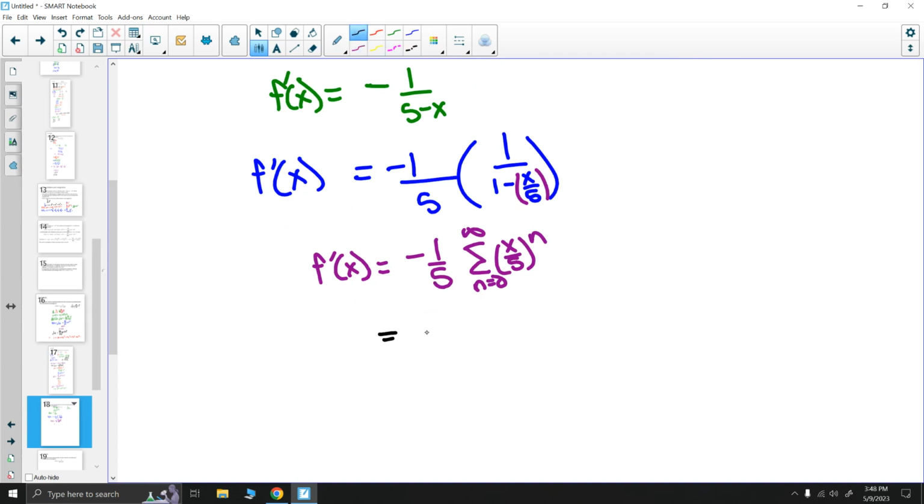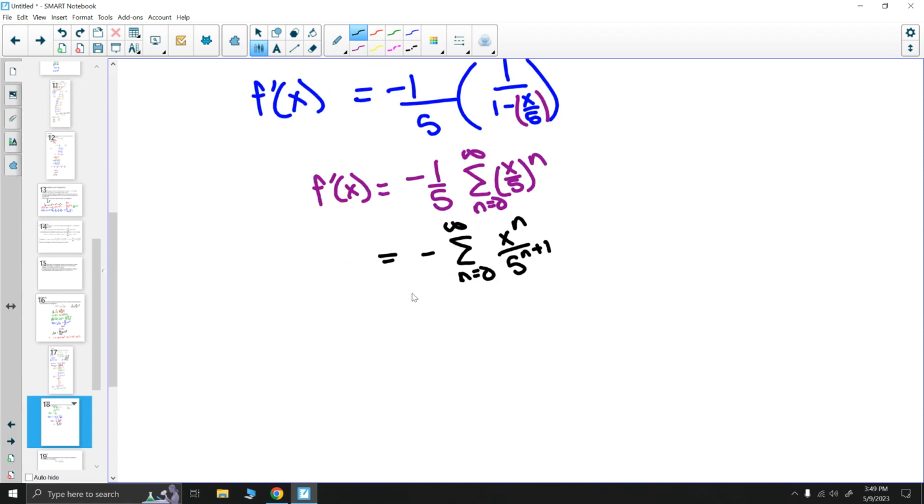That would mean that this is negative sum n equals 0 to infinity. x over 5 to the n is x to the n over 5 to the n, and this 5 here I'm going to put into it. So we have x to the n over 5 to the n plus 1. We could put the negative in as well, but if there's no alternating series in here, then this negative doesn't really have anything to go with, so I'm just going to leave it outside. So this is our f prime of x.